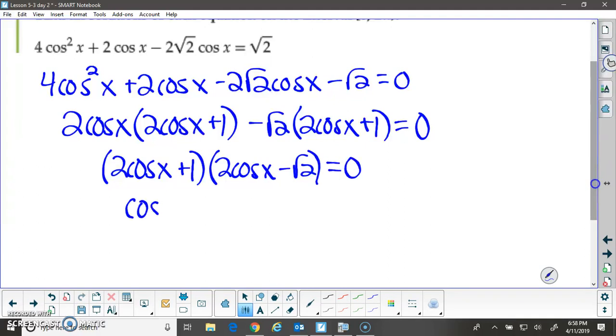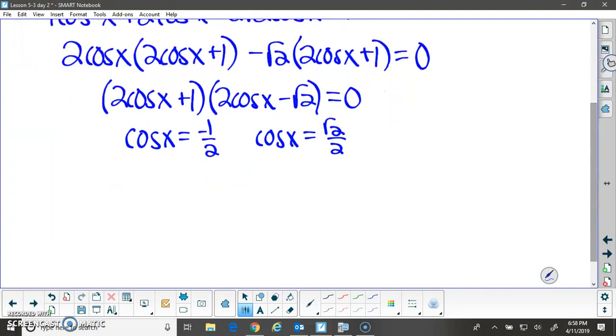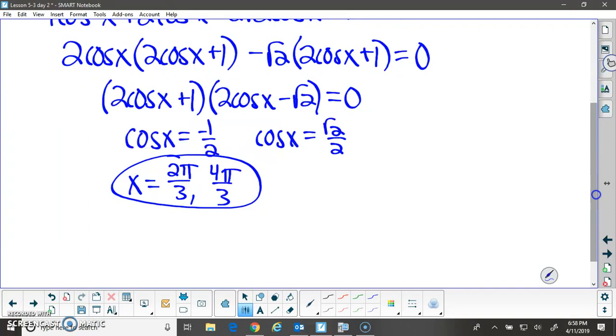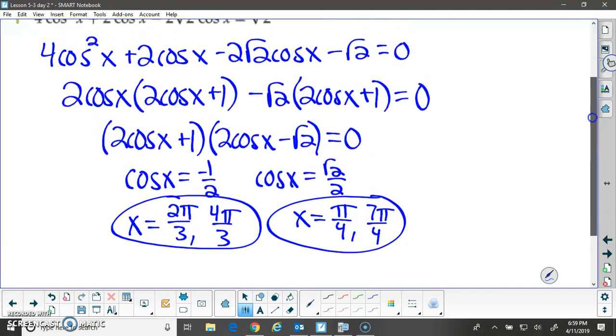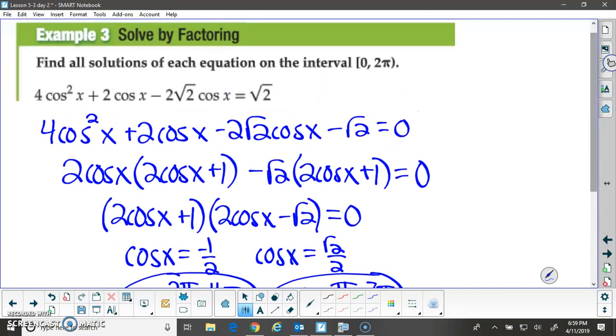Now we can set each factor equal to 0, and we get cosine of x equals -1/2. And we get cosine of x equals √2/2. Now if you go to the unit circle, to get your angles between 0 and 2 pi, cosine equals -1/2 at 2 pi over 3, and also at 4 pi over 3. And cosine equals +√2/2 at pi over 4 and 7 pi over 4. Four solutions to this trig equation. And those answers are between 0 and 2 pi.